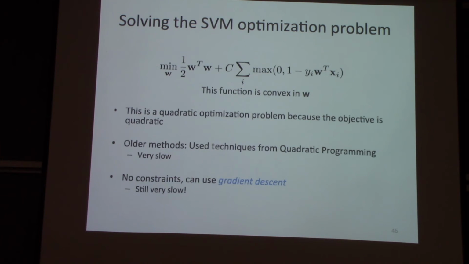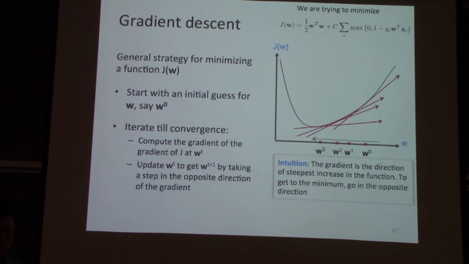So what we use in our case is stochastic gradient descent, which turns out to be much faster to solve this, to find W and B, than quadratic programming. But before we talk about stochastic gradient descent, I have to introduce this more general thing called gradient descent. So if you want to minimize a function, let's call it J of W. W is a vector. J of W is a scalar. You want to minimize that.